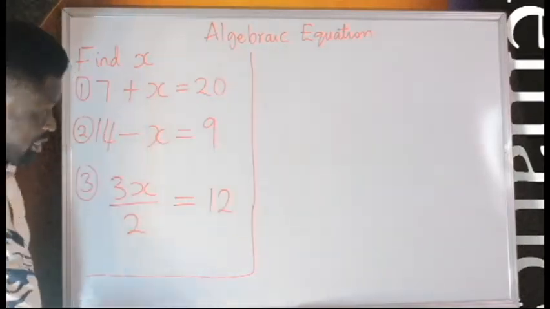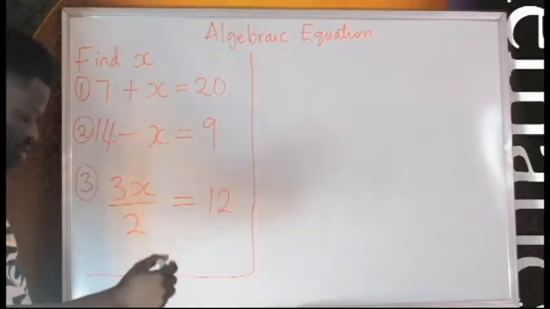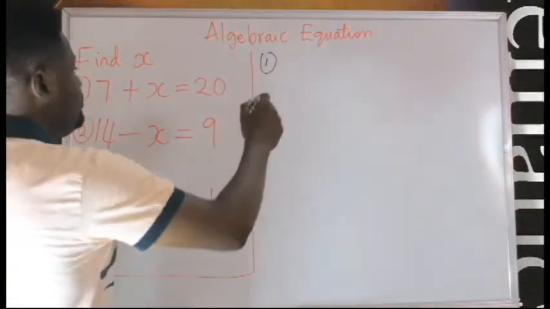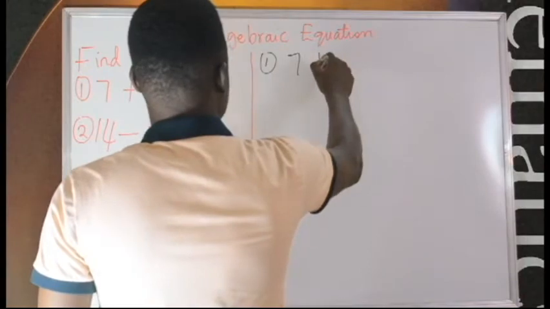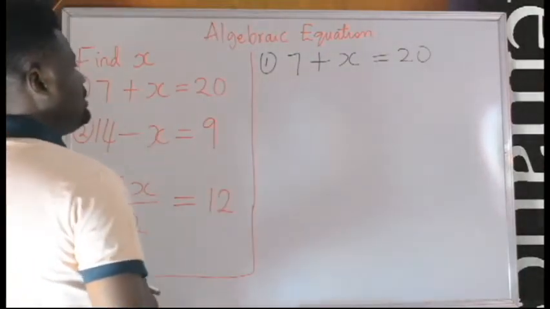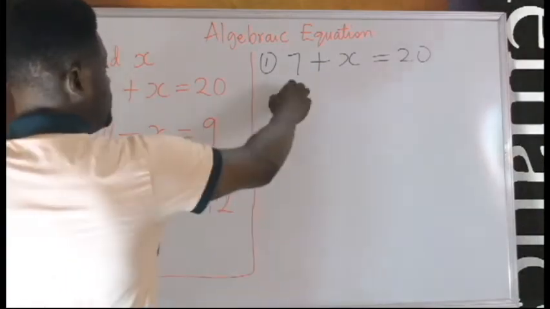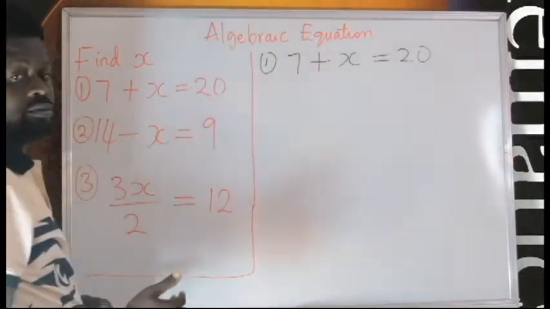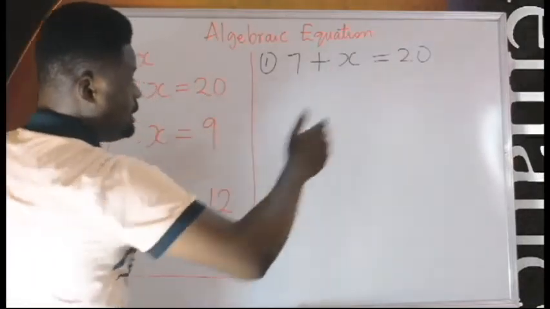Okay, so let's start with this work. Number one, we have 7 plus x equals 20. We want x to be alone, then 7 has to go to the other side.